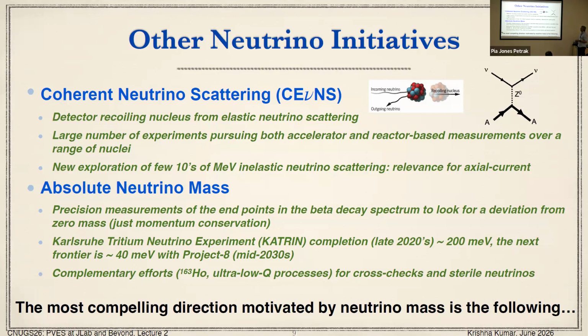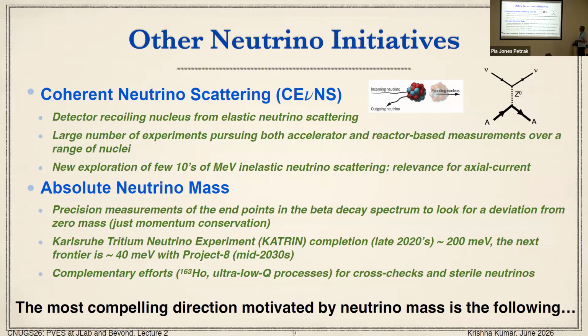So a larger number of experiments are pursuing both accelerator and reactor-based measurements for a range of nuclei. You need ton-scale amounts of these nuclei sitting there, and then you watch neutrino interactions. So this is a new exploration of tens of MeV inelastic neutrino scattering, and it has relevance to understanding the neutrino axial current to nuclei, for example. And then there's absolute neutrino mass. When you do oscillation experiments, you don't get the absolute neutrino mass, you only get mass differences.